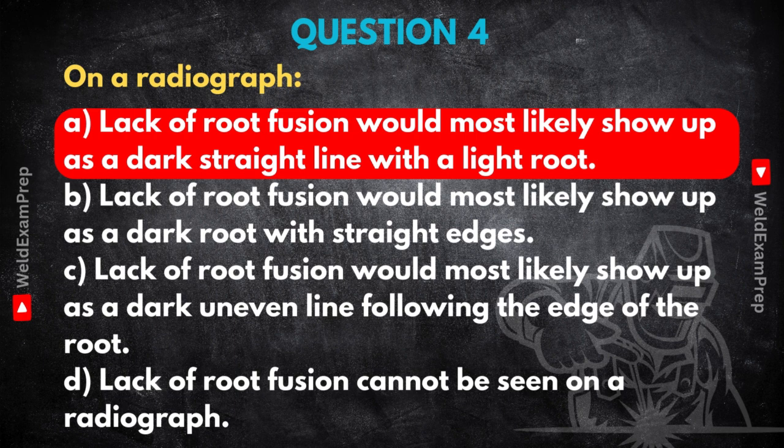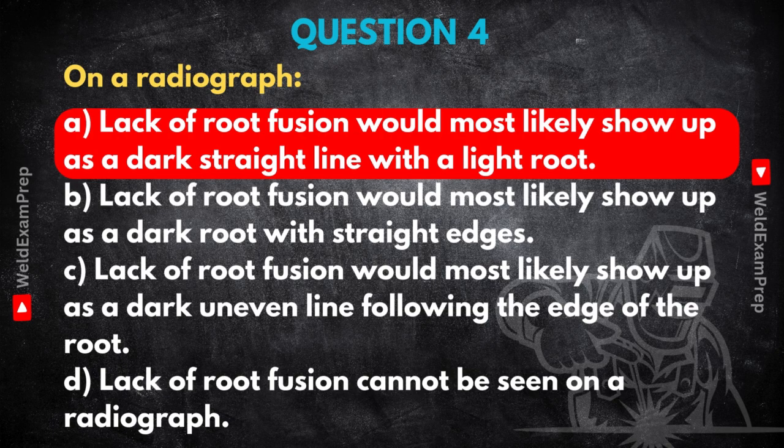But given how complex interpreting these images can be, what's a common lookalike that even experienced inspectors might sometimes mistake for lack of root fusion? That's a great question. Sometimes things like excessive root penetration or maybe root concavity, suckback, can look a bit similar if the image quality isn't perfect or the viewing angle is tricky.